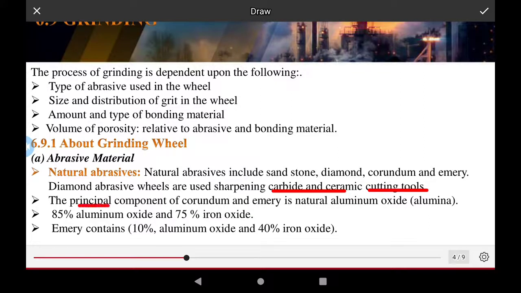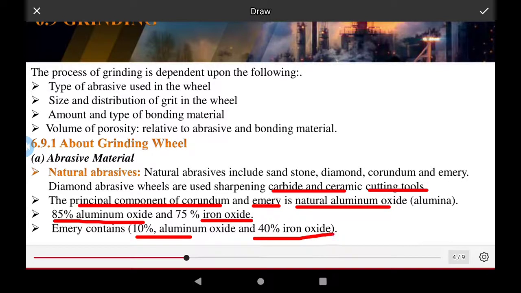The principal component of the natural abrasive is aluminum oxide, Al2O3. Corundum is 80% aluminum oxide and 75% iron oxide. Emery content is 10% aluminum oxide and 40% iron oxide.